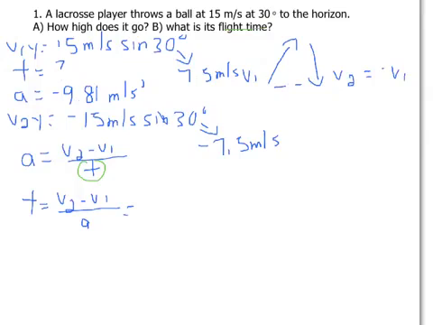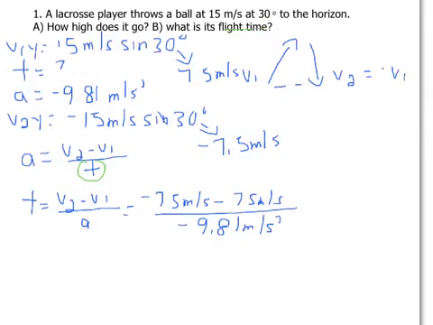Now let's substitute everything in. Negative 7.5 meters per second minus 7.5 meters per second, all divided by negative 9.81 meters per second squared. Putting those values into our calculator, we get the result of 1.529 seconds. Rounding to 2 significant digits, 1.5 seconds.